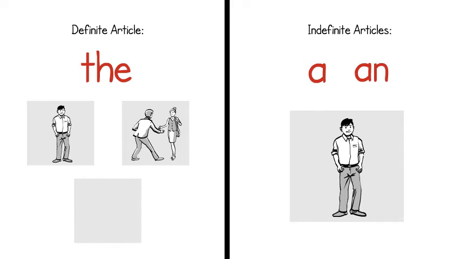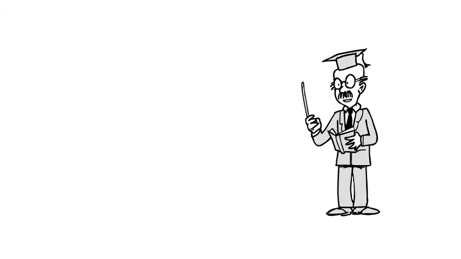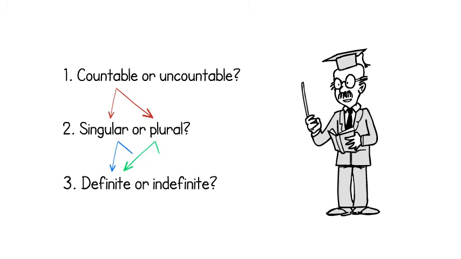When deciding which of these articles to use, look at each noun in your sentence and ask yourself three questions. 1. Is the noun countable or uncountable? 2. If it is countable, is the noun singular or plural? 3. Is the noun definite or indefinite?